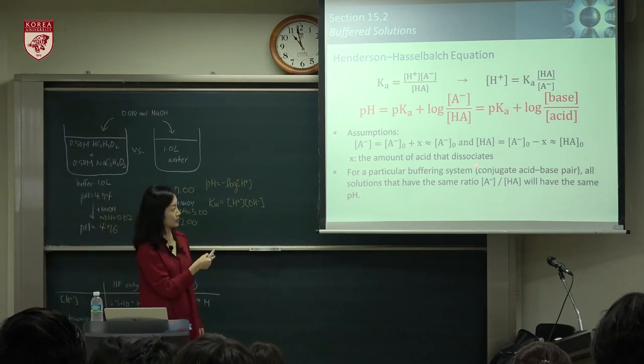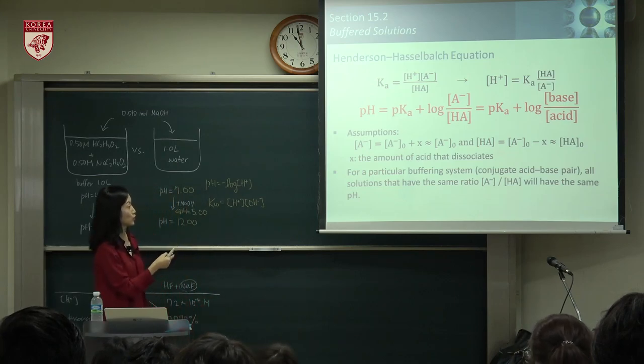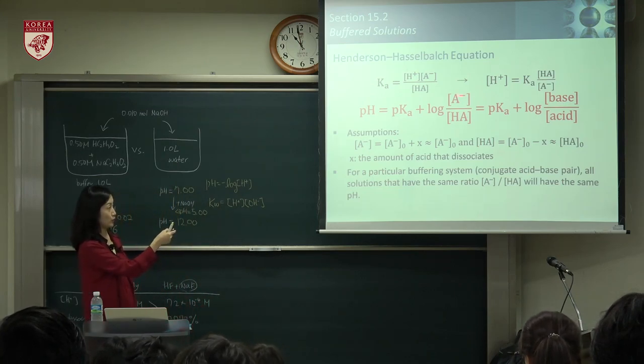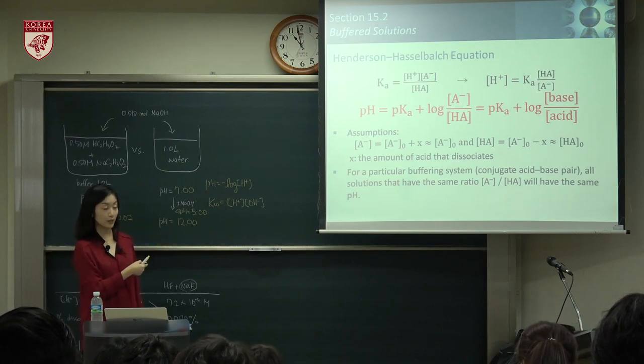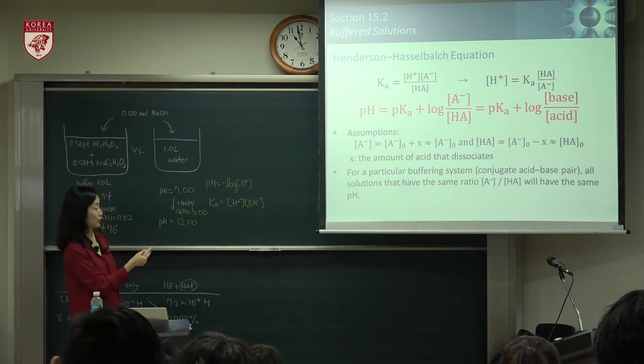For a particular buffer system that contains a conjugate acid base pair, all solutions that have the same ratio of A minus to HA will have the same pH based on the Henderson-Hasselbalch equation.